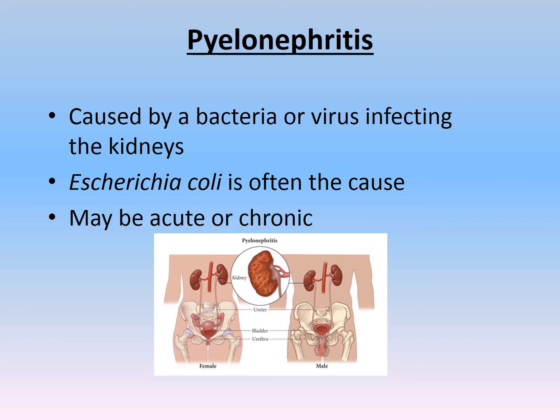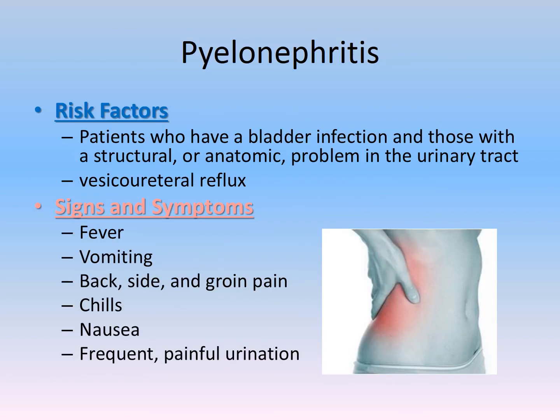Pyelonephritis. This is actually caused by bacteria or virus, oftentimes E. coli, that travels on up from the bladder and is now infecting the kidneys. This can be chronic or acute. So the risk factors for pyelonephritis: patients who have a bladder infection, those who may have structural or anatomic problems in the urinary tract, such as a vesico-ureteral reflux. This is where urine, instead of going down, some of the urine will actually go back up into the ureters and then into the kidneys. This is more common in children, but you do see some adults with it as well.